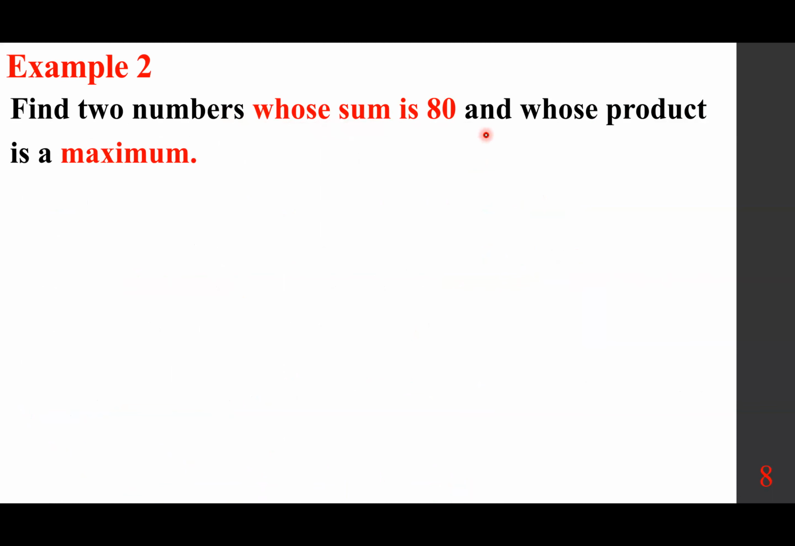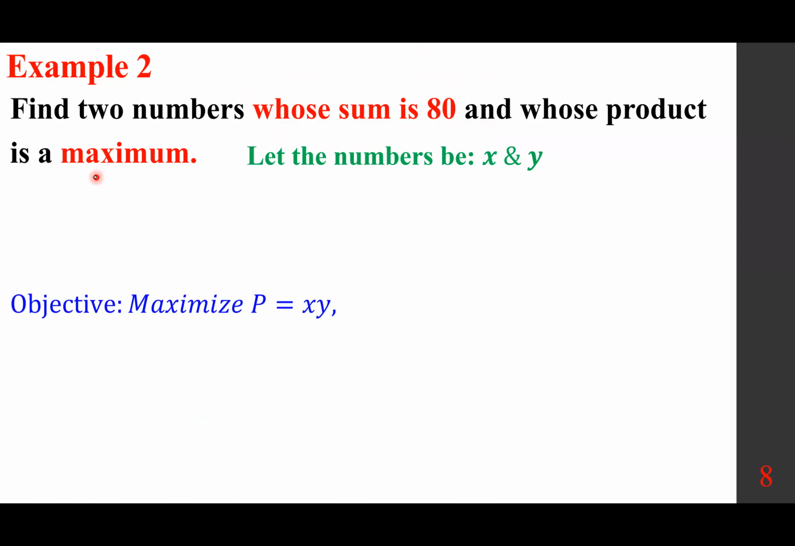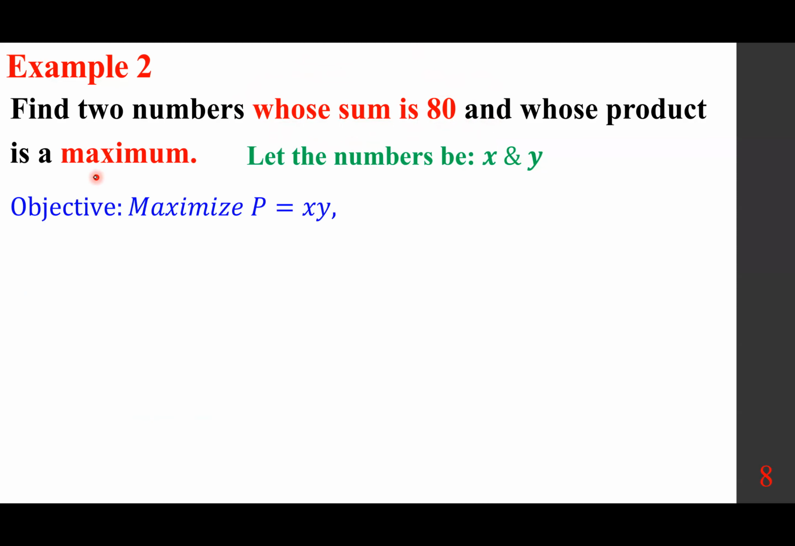Now we want to find two numbers whose sum is 80 and whose product is a maximum. Let the numbers be x and y. The objective is to maximize their product. Let P represent the product, so P is x times y. And here's the restriction, the constraint: x and y add up to 80.